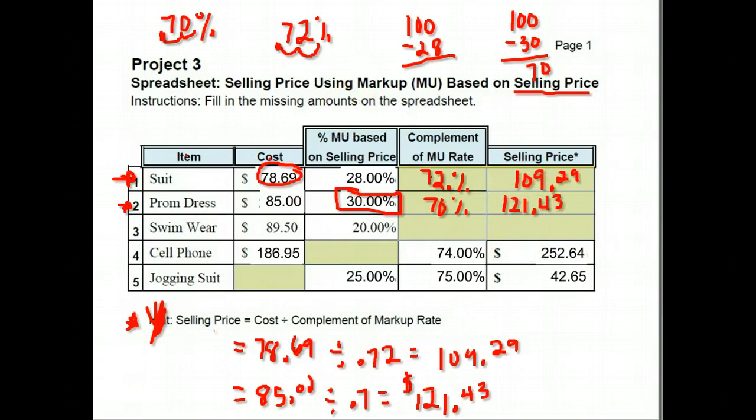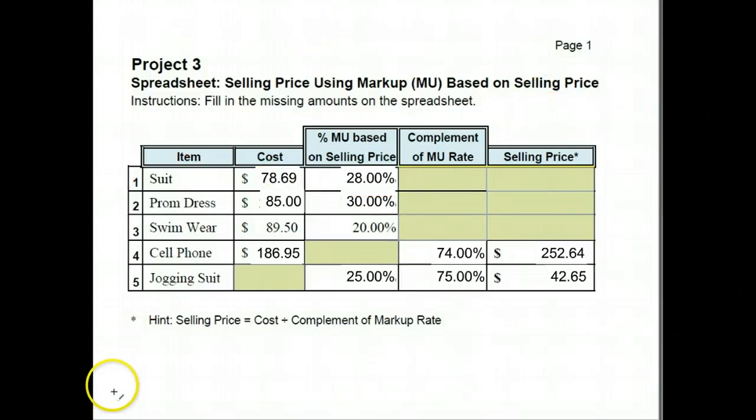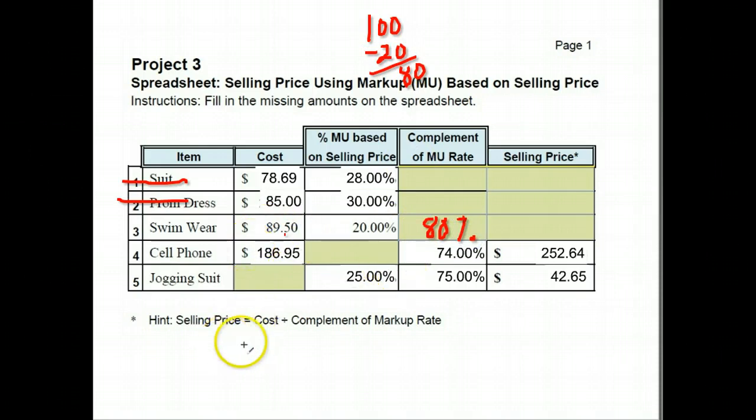Okay, notice line 3. Line 3, you do exactly the same way. I'm going to get a clean sheet here. So we did lines 1 and 2 already. Let's take a look at line 3. Again, we have the cost and the percent markup. We need to find the complement markup rate. We take 100 minus 20 is 80%. So our complement markup rate is 80%. Then we find the selling price.